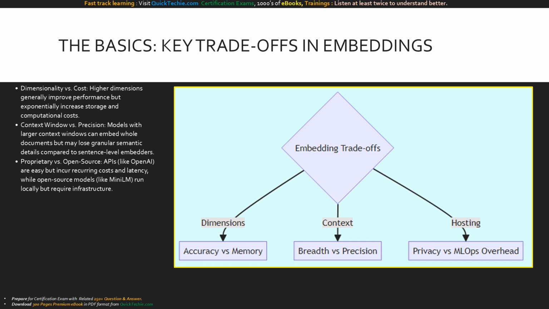This tree structure highlights our three primary trade-offs. Expanding dimensions pits accuracy against memory usage. Extending context pits information breadth against pinpoint precision. And choosing where to host pits strict data privacy against the heavy lifting of maintaining MLOps infrastructure.